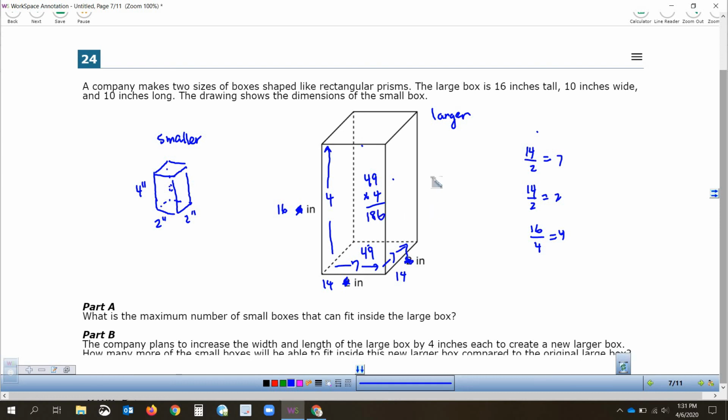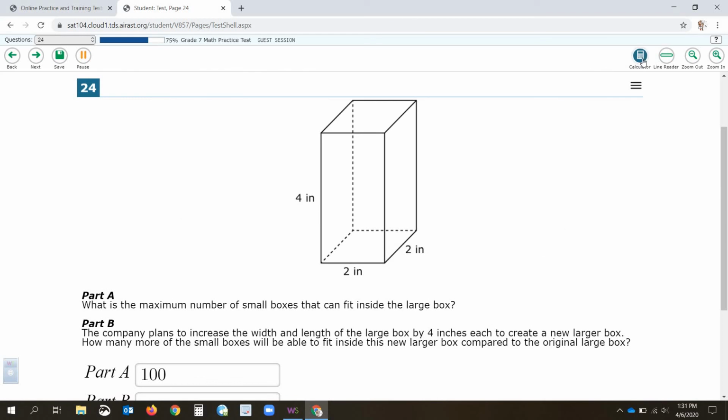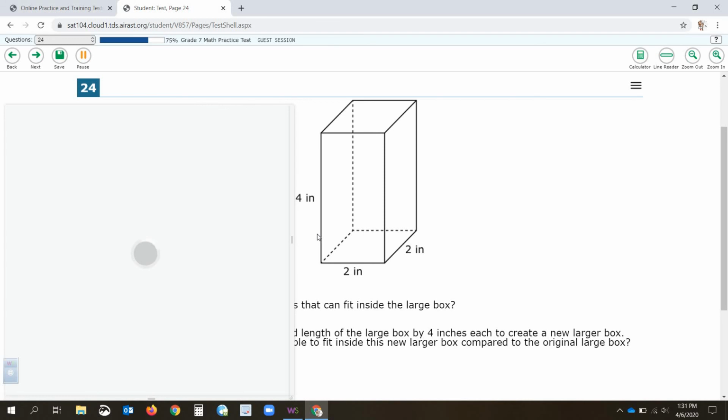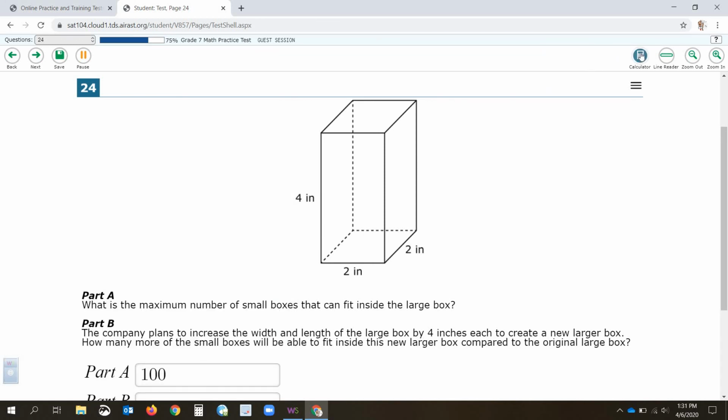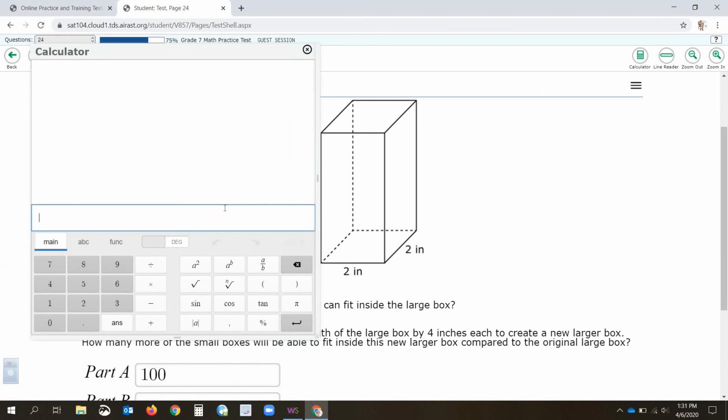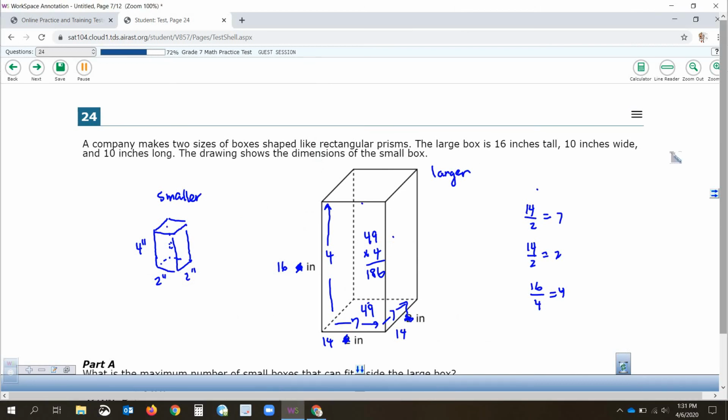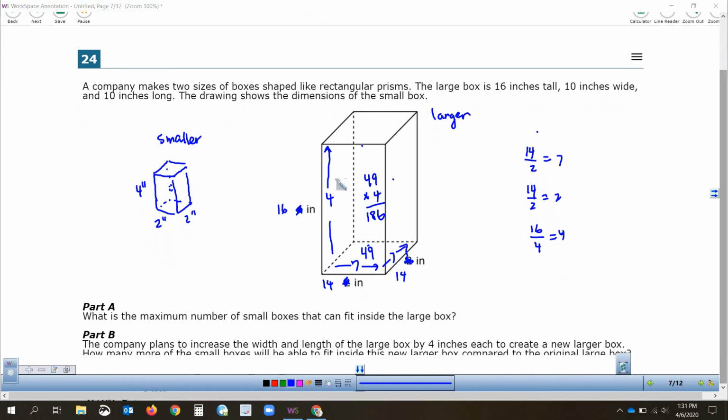186. All right. By the way, this problem did have a calculator available, so any of these calculations you could have used the calculator. So again, I encourage you to do a lot of math without a calculator, but say you wanted to check that last one, 49 times 4, you weren't quite sure. It's 196, and what did I say that it was? I said that it was 186, right?